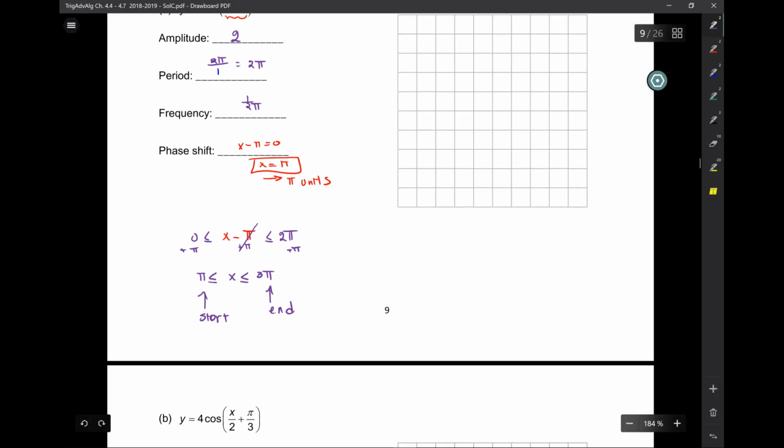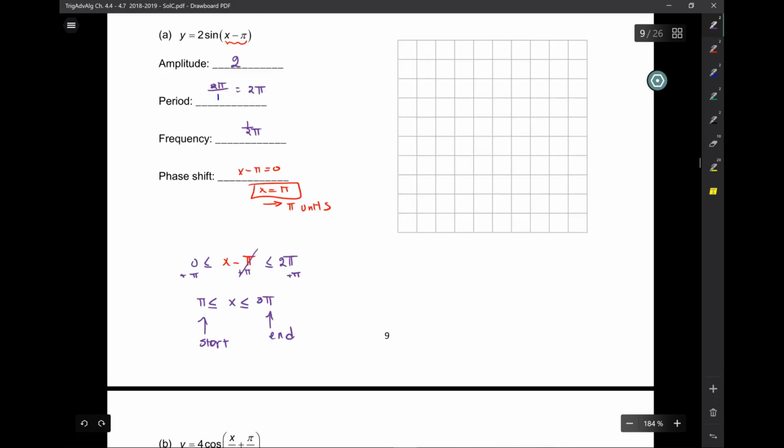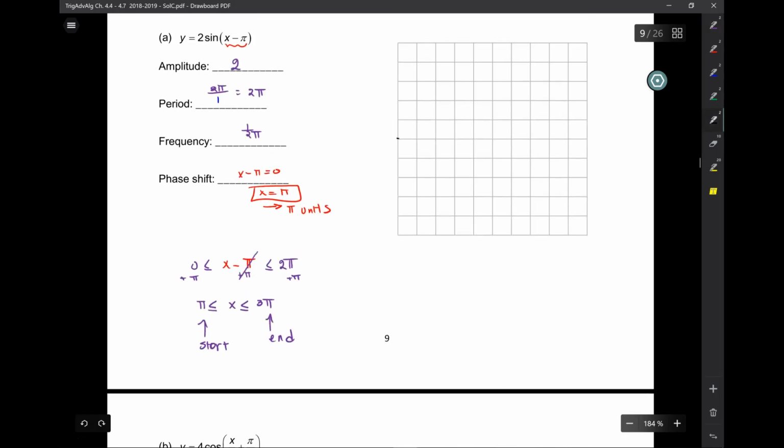We added pi, remember? Plus pi, plus pi, plus pi. Here's what we're going to do. Now, we're going to put this on the graph. So I'm going to start at pi. 1, 2, 3, 4 to 3 pi. It's always 5 points. The middle, again, it's the middle of pi and 3 pi. I add them, divide by 2.